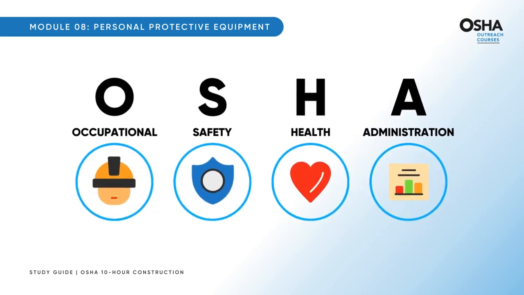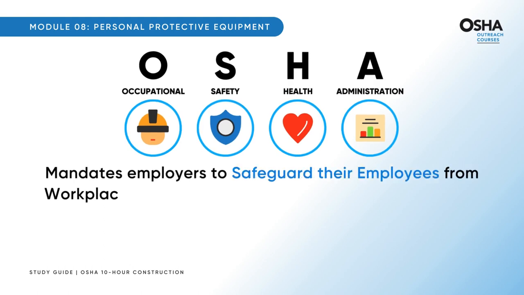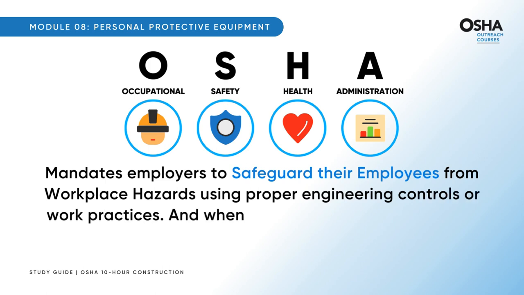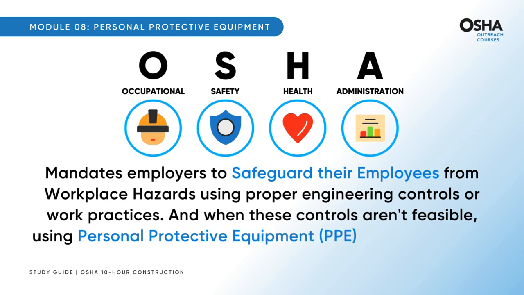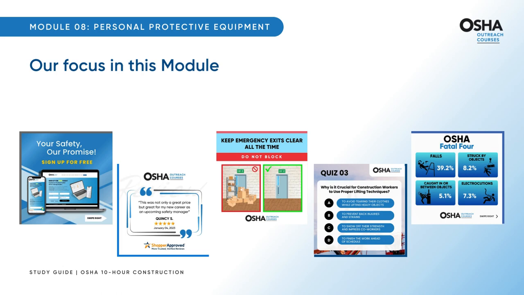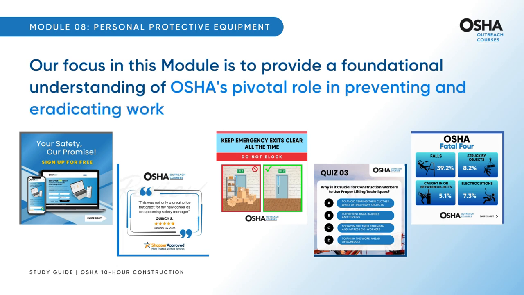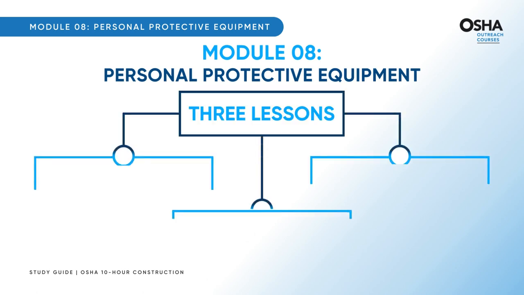The Occupational Safety and Health Administration mandates employers to safeguard their employees from workplace hazards using proper engineering controls or work practices, and when these controls aren't feasible, using personal protective equipment becomes crucial. Our focus in this module is to provide a foundational understanding of OSHA's pivotal role in preventing and eradicating work-related casualties and fatalities. Module 8 unfolds across 3 vital lessons.